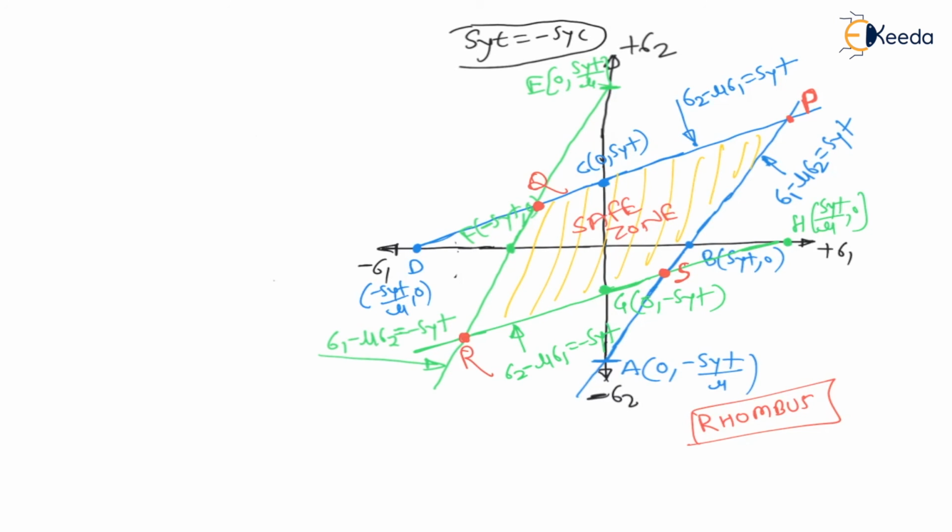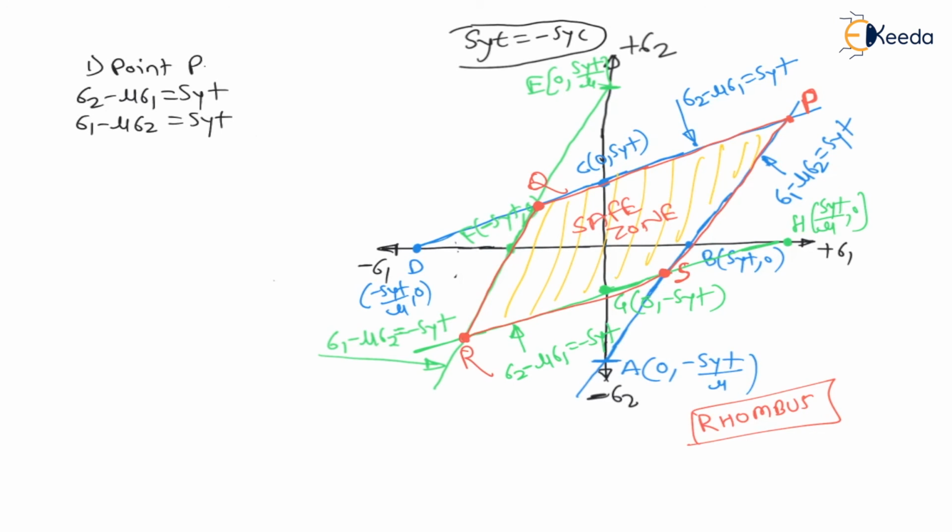Between these points is the red color rhombus. This rhombus is the safe zone. Now, if I want to find point P, this point P is the intersection of the line sigma 2 minus mu sigma 1 is equal to SYT, and another line sigma 1 minus mu sigma 2 is equal to SYT.